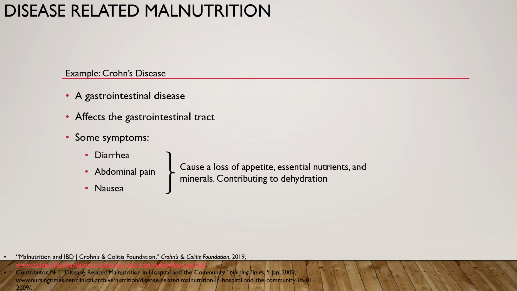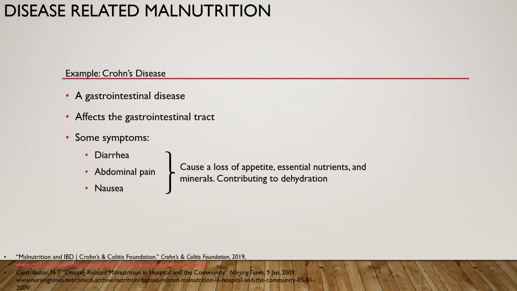There are many diseases that can cause disease-related malnutrition. One of which we will look at today is Crohn's disease, a gastrointestinal disease that results in symptoms such as, but not limited to, diarrhea, abdominal pain, and nausea. This can cause an individual to suffer from a loss of appetite, loss of essential nutrients, and loss of essential minerals. This can also contribute to dehydration.